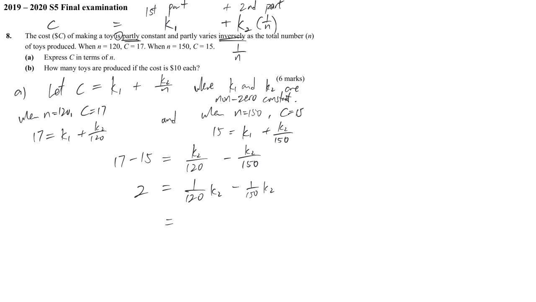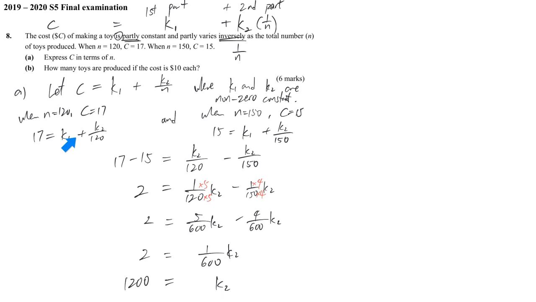Or if you calculate yourself, their LCM is 600. So for the first fraction, both numerator and denominator times 5. Second fraction, times 4. Then it becomes 5 over 600 times k2 minus 4 over 600 times k2. Combine them. 5 minus 4 gives you 1 with the same denominator. Both sides times 600, k2 is equal to 1200.